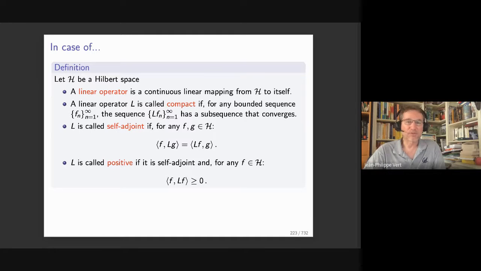Two more words: we say that an operator is self-adjoint if it holds that the inner product of f and Lg is equal to the inner product of Lf and g. This is the equivalent of saying that, if it was a matrix, the matrix is symmetric, right? Because if you have a matrix, then f is a vector, g is a vector, L would be a matrix, so Lg would be the image of g, and the inner product would be f transpose Lg. So the equation here just says that L would be a symmetric matrix, but for operators we call that self-adjoint.